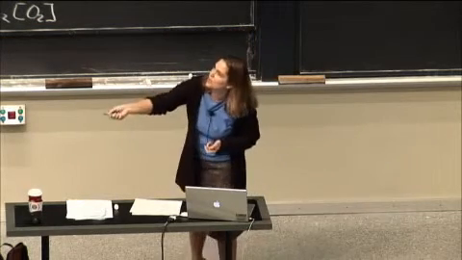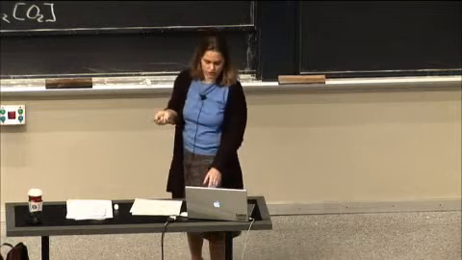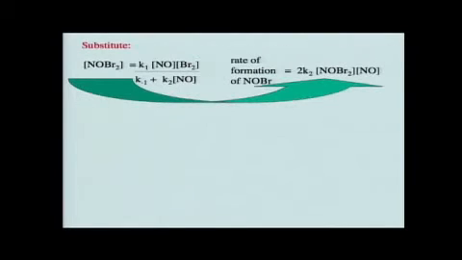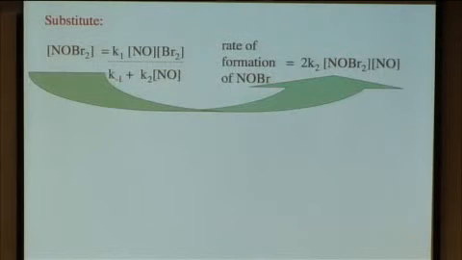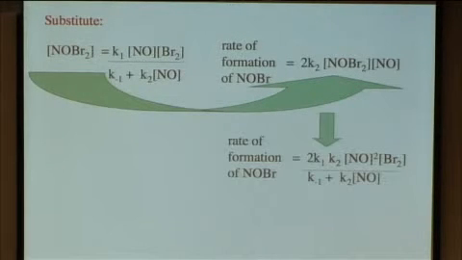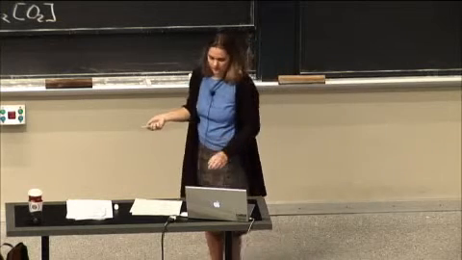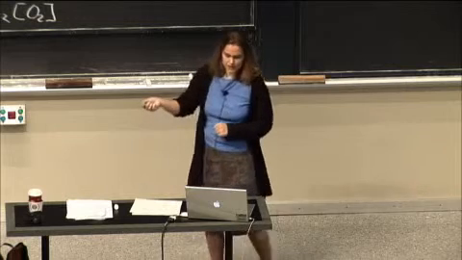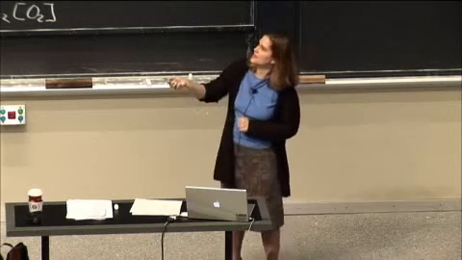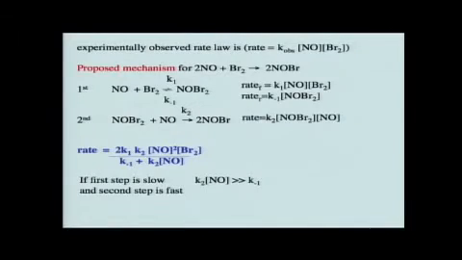So now we need to plug that back into the original equation that we had. This is what we solved for, and now we can put it into here. If you rearrange that, we have the 2, we have the k1, we have the k2, we have an [NO] here, we have an [NO] there, so it's squared, [Br2] here, and then on the bottom we have k minus 1 plus k2 times [NO].